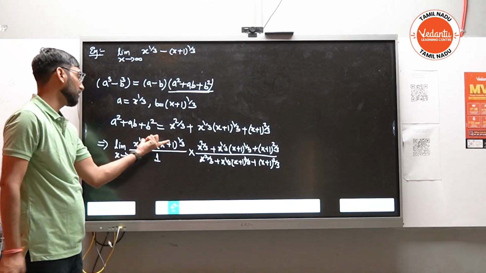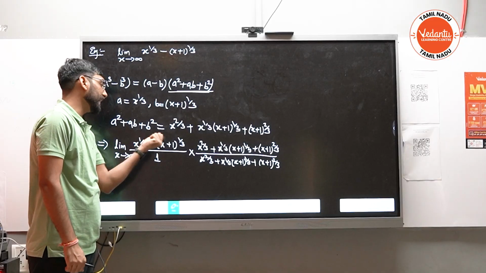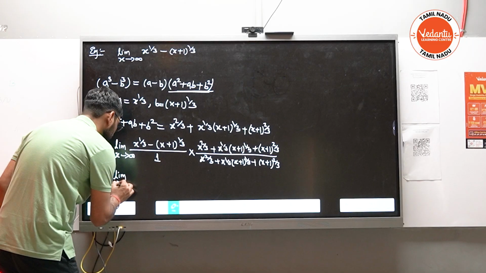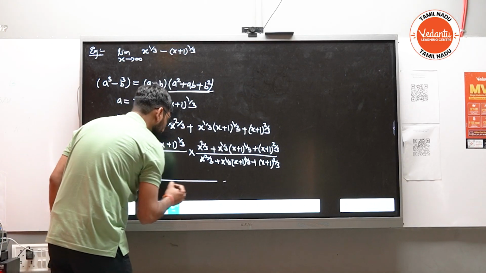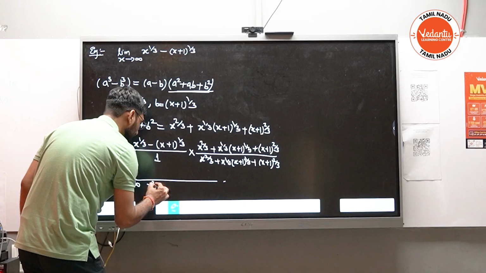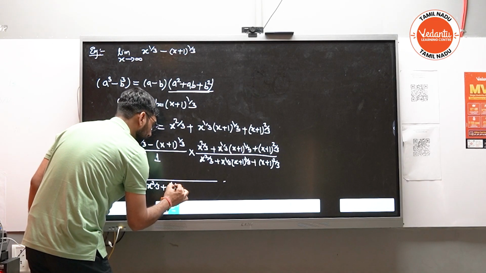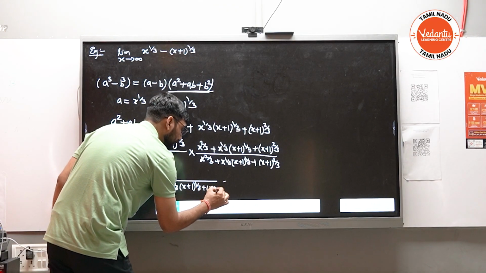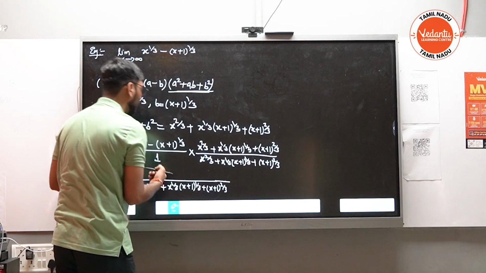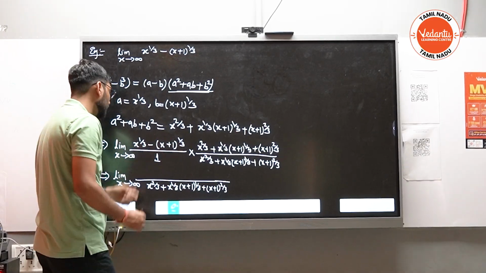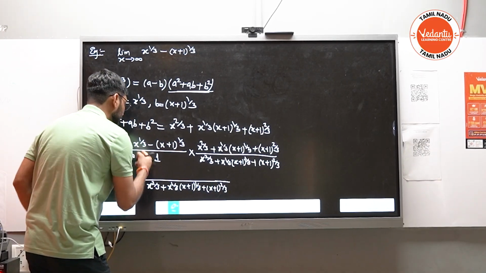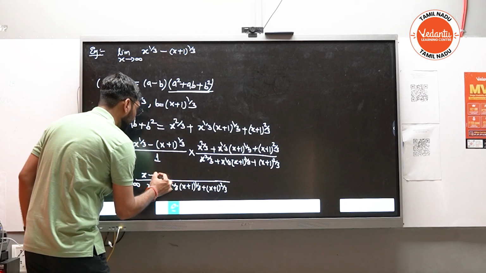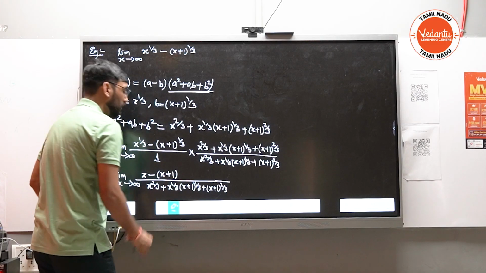Once I have introduced this factor, this automatically will become a cube minus b cube. So it will be the limit as x goes towards infinity, where the denominator is x power 2 by 3 plus x power 1 by 3 into (x plus 1) whole power 1 by 3 plus (x plus 1) whole power 2 by 3, and the numerator is a cube minus b cube. Once you do this, you will get x power 1 by 3 the whole cube, so the 3 is gone and I get x alone, minus (x plus 1).